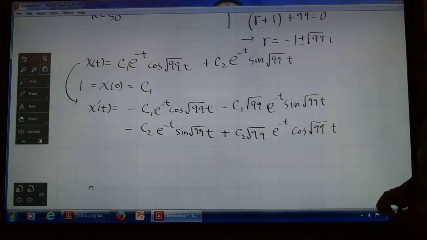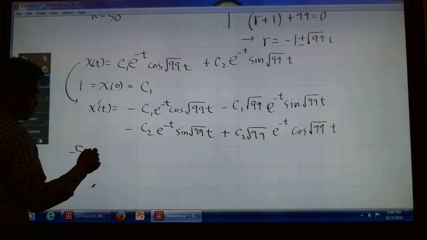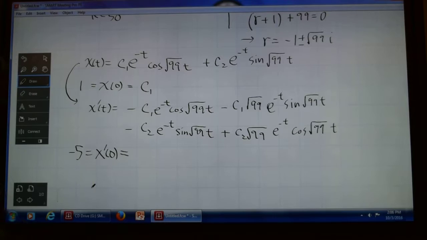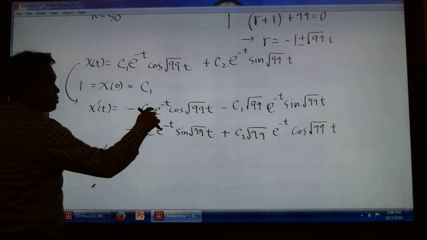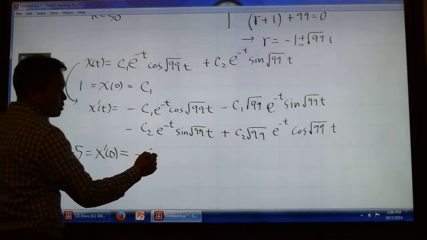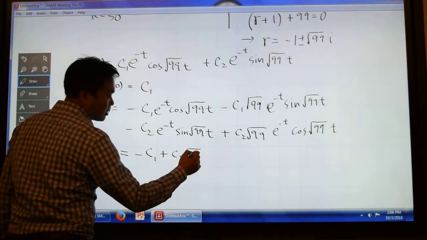This time, if you plug in 0, whose value should be negative 5, that's what's given. x prime of 0 should be negative 5. But on the right side, all the terms with sines will disappear. Only the ones with cosines will appear. And using the fact that e to 0 is 1 and cosine 0 is 1, you get negative c1 plus c2 times square root of 99.